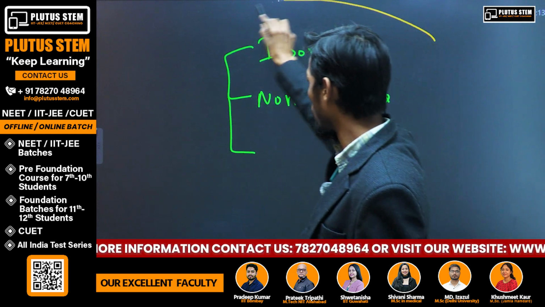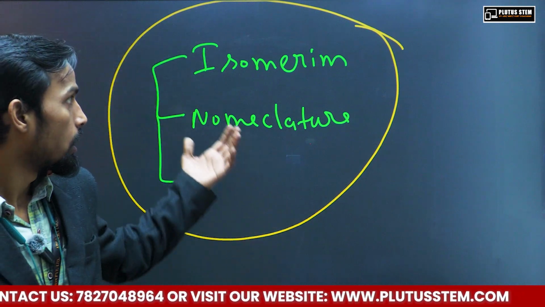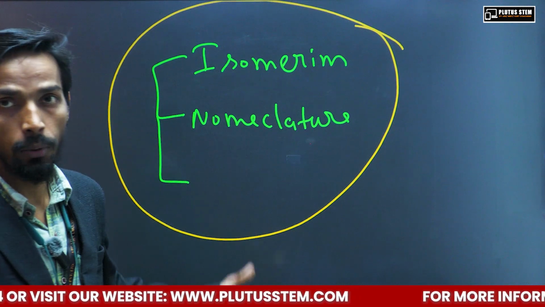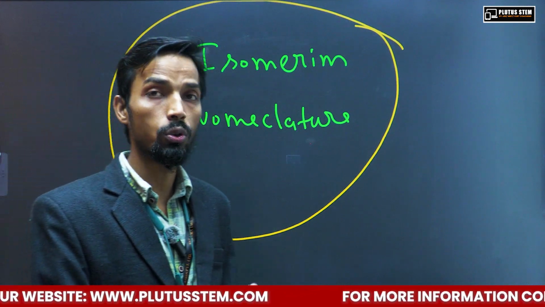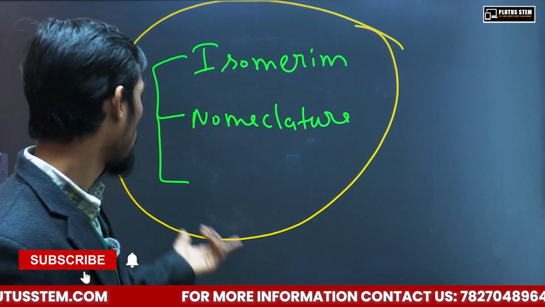In the next class we are going to discuss isomerism in quite detail: stereoisomerism, chain isomerism, structural isomerism, optical isomerism, all of which we will discuss in the next upcoming lecture, along with the nomenclature and many more topics.